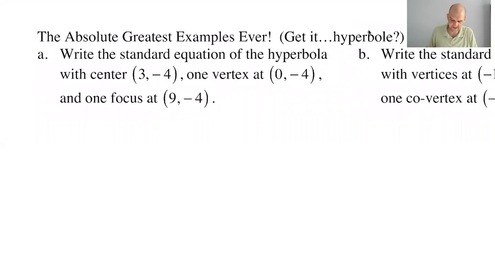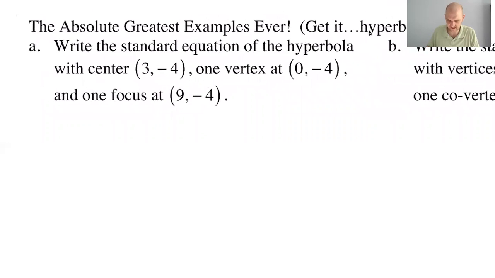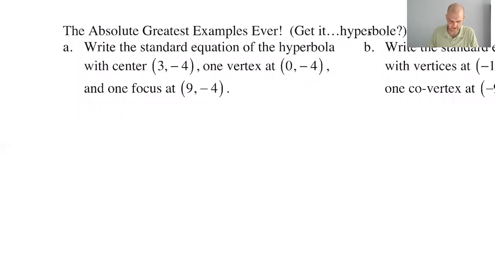But all right, let's see if we can do the problem. So write the standard equation, and maybe write everything, right? Maybe always write everything, unless it's a quiz or a test where time is a factor. Write the standard equation of the hyperbola with a center at (3, -4), one vertex at (0, -4), and one focus at (9, -4).